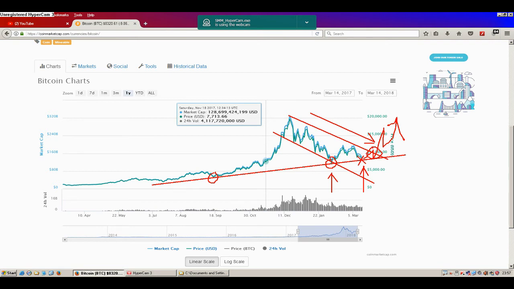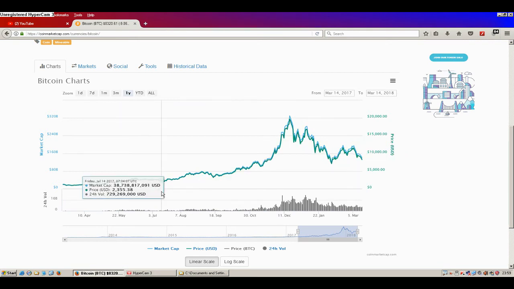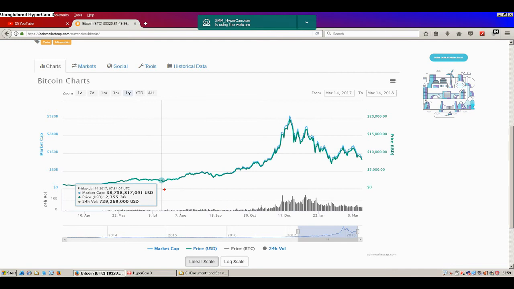Let's just clear these lines and put a couple back in again, because that was getting a bit messy and confusing. But this is where we're at the moment. We've got the long-term uptrend meeting with the medium-term downtrend, and that's where we're at. We're at this point here.